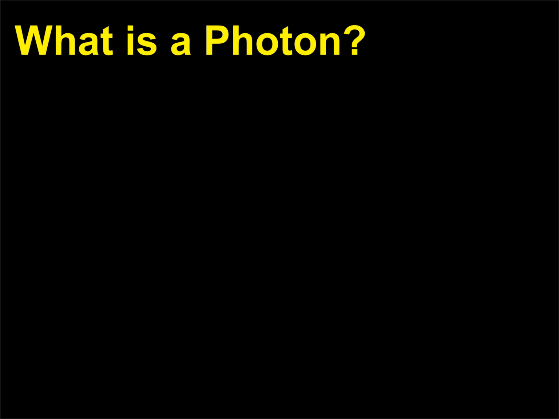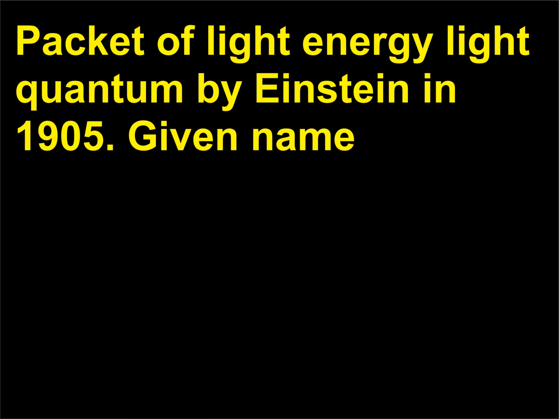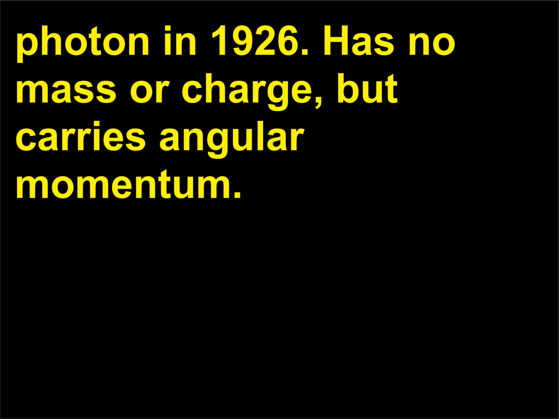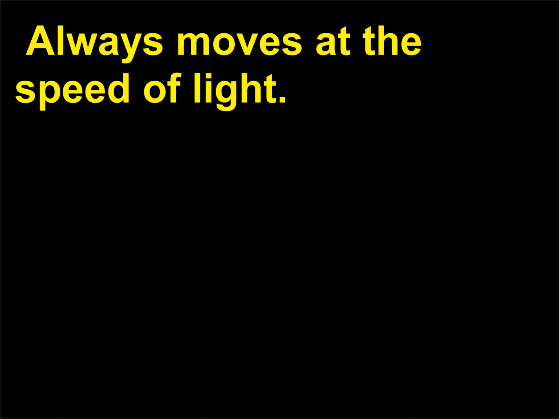What is a photon? Packet of light energy, light quantum, introduced by Einstein in 1905. Given the name photon in 1926. Has no mass or charge, but carries angular momentum. Always moves at the speed of light.